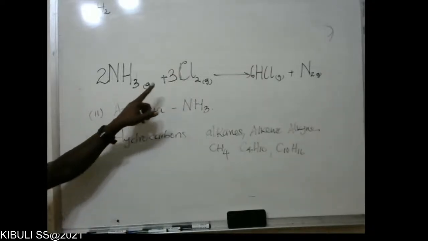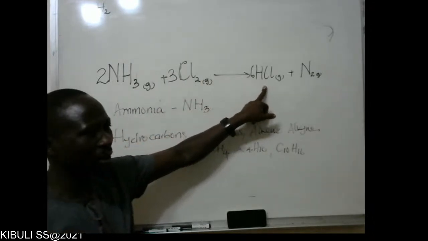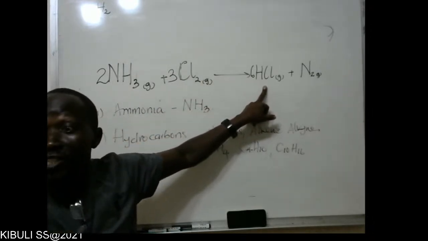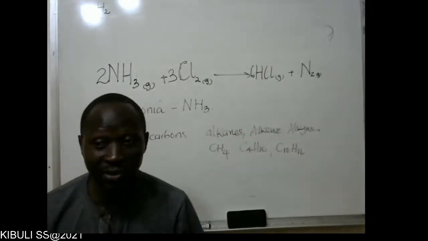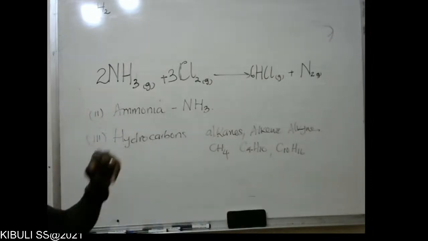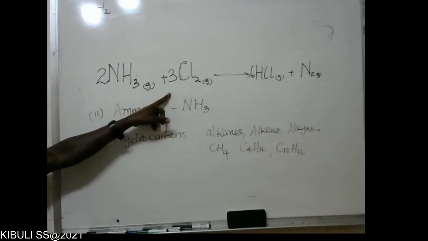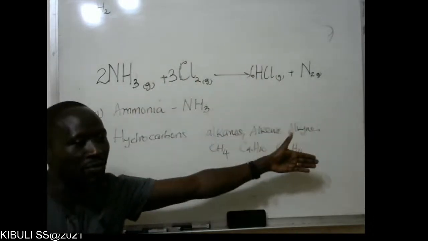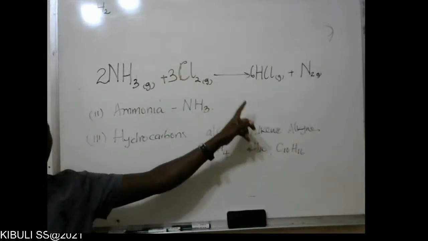What's the color of ammonia? Colorless gas. Chlorine is a yellowish green gas. What's the color of hydrogen chloride? White fumes, white smoke. What's the color of nitrogen? Colorless. Around you there is air, there is nitrogen. Are you seeing it? No. So which observation do you make in this reaction? The pale yellow greenish gas is going to give out white fumes. What are the white fumes? Fumes of hydrogen chloride gas.